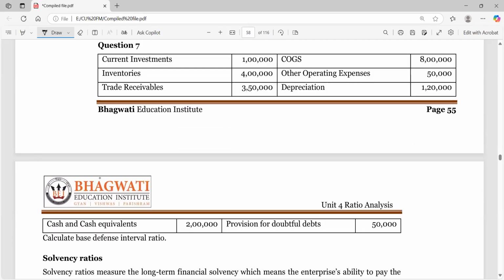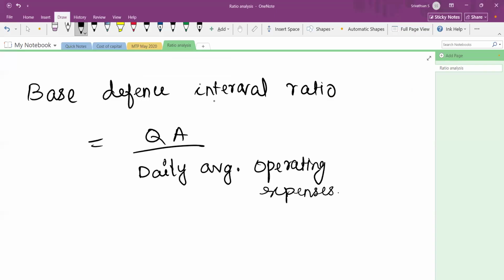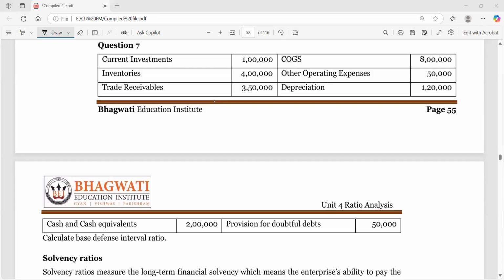So listen, for calculating the defensive interval ratio, we need two components. First one is quick asset, second one is daily average operating expenses, right? First calculate the first component of the formula, which is quick asset. What is the quick asset? Current investment should be included or not? Quick asset, this should be included. Inventories should not be included.